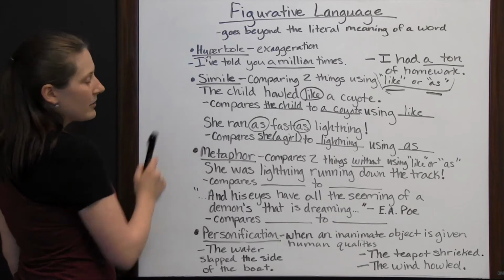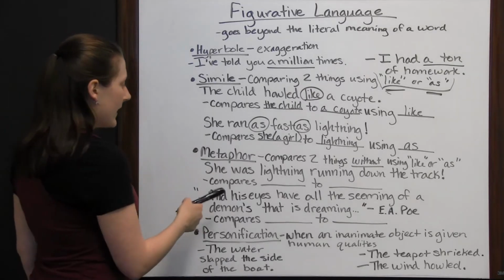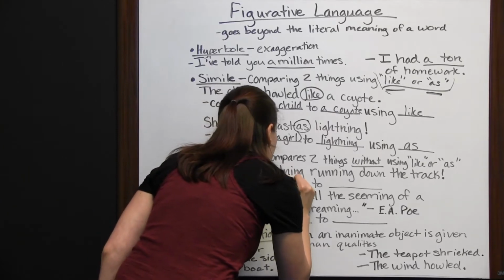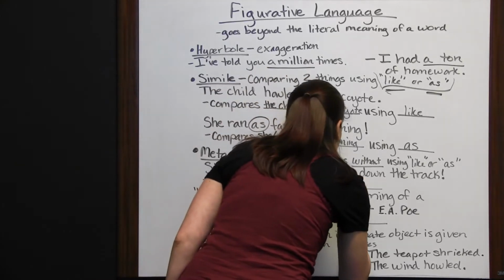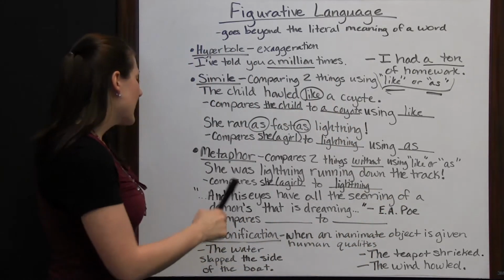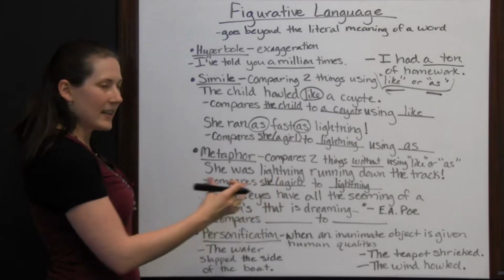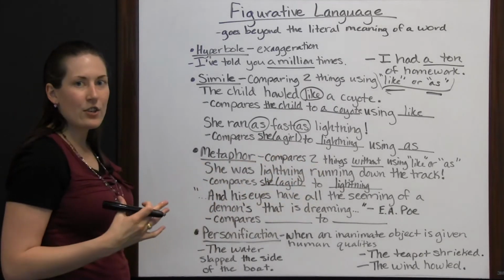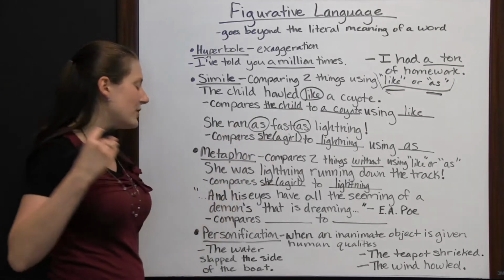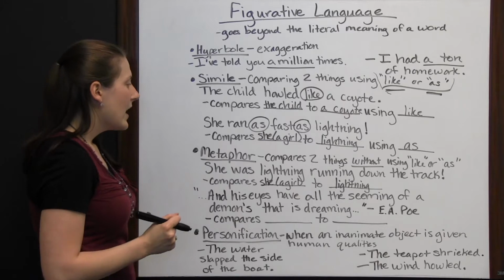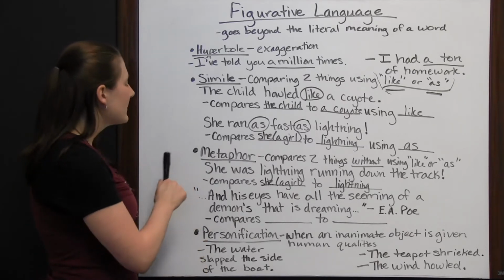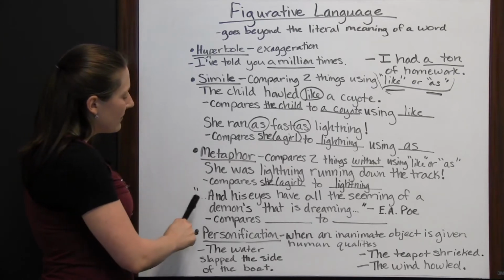So this sentence is very similar to this one. They're both comparing she, or a girl, to lightning. They're both saying this girl is really fast, but this one just says she was lightning. She was lightning running down the track. It doesn't say she ran as fast as lightning. It doesn't use like or as, it just says she was lightning. So it's a different way to use the same kind of figurative language. So that's one example of a metaphor.